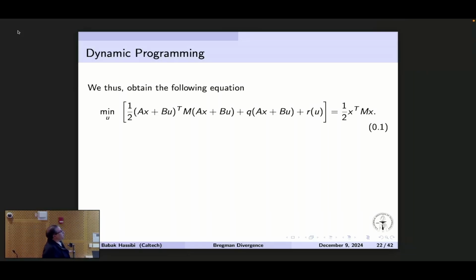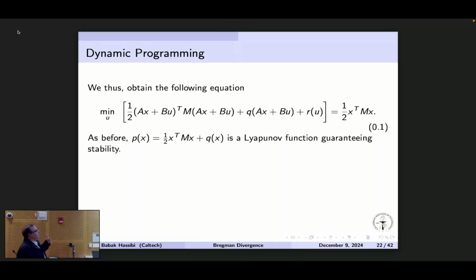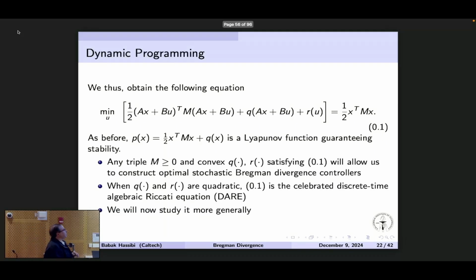Okay, so once you do that, the cost to go is quadratic. This is the equation. And I tried to number it, and I don't know why LaTeX put a 0 in front of my number, but this is the most important equation in this talk. This is the counterpart of the Riccati equation. So I'll speak to this equation quite a bit. And again, this quantity m plus q is the Lyapunov function. So if you can solve this, stability is guaranteed.